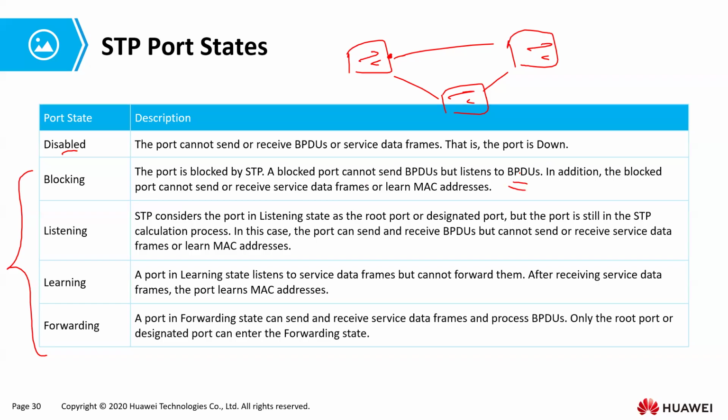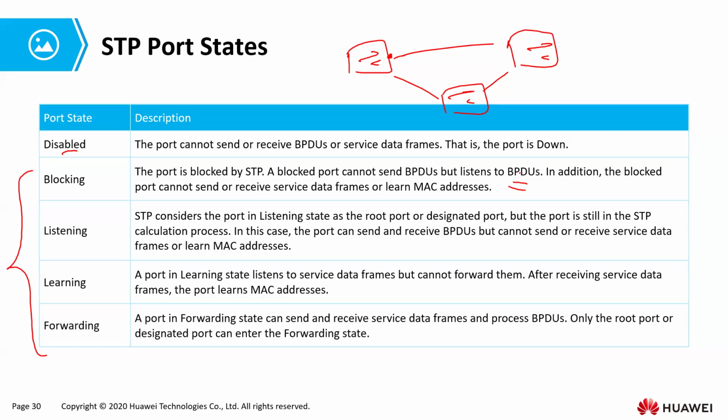The reason why it listens is that if it doesn't receive BPDUs, in a case where we have a topology change, there will be no way for a blocked port to change to an active, forwarding port, because it's not listening. It's a very important understanding: do we send or receive BPDUs when we are in a specific state.